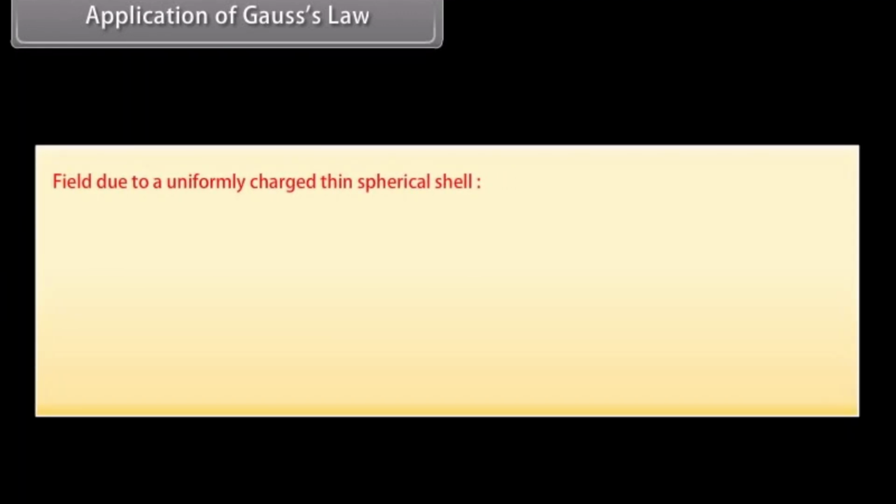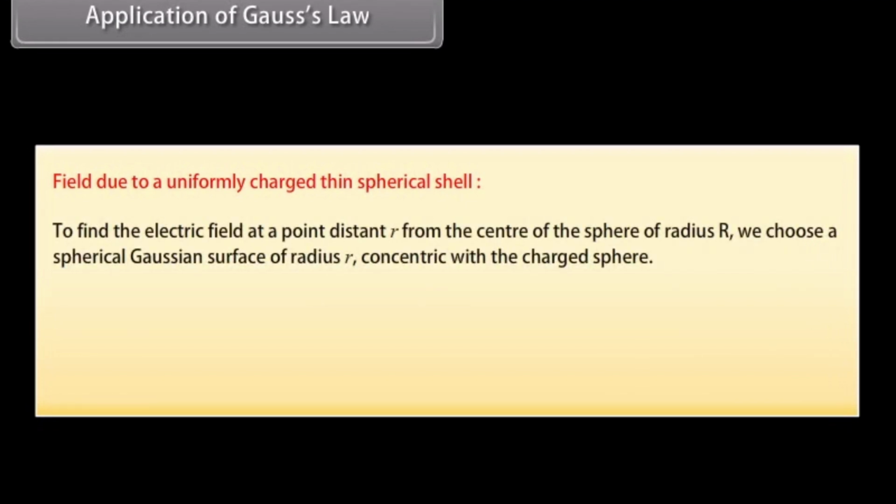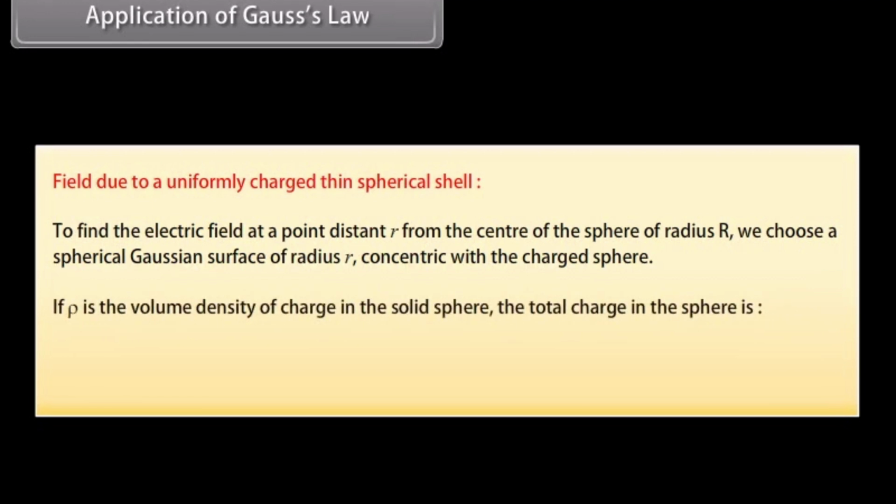Field due to a uniformly charged solid sphere. To find the electric field at a point distant r from the center of the sphere of radius R, we choose a spherical Gaussian surface of radius r concentric with the charged sphere. If rho is the volume density of charge in the solid sphere, the total charge in the sphere is given by Q equals 4 upon 3 pi R cube rho.